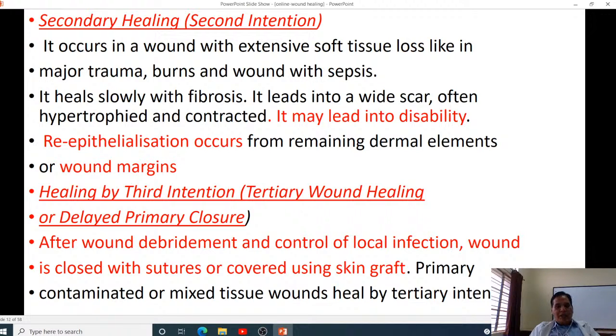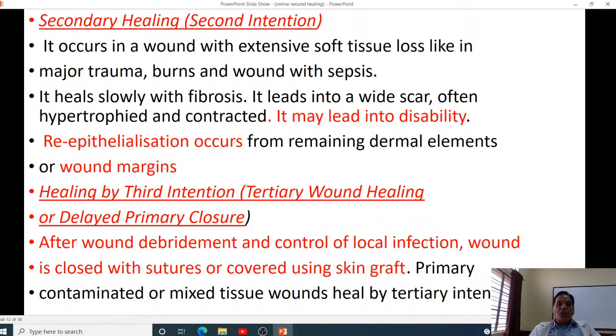Secondary healing is not by epithelialization, but it is by fibrosis. What it will do? Fibrosis will lead to wide scar, often what is called as hypertrophied and contracted scar. But this is going to lead to disability. First intention, no disability. Second intention, disability. And here re-epithelialization is occurring from different dermal elements or wound margin. So remember, all the wounds heal by wound margins. It is a very slow process. Okay, that is why you have to interfere.